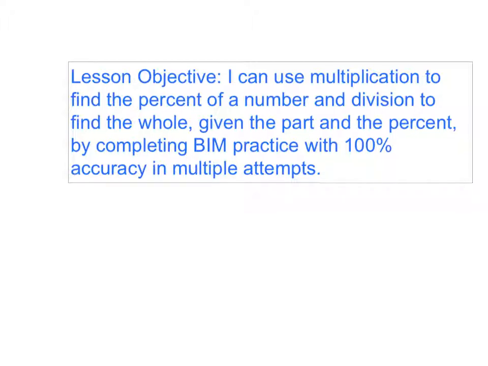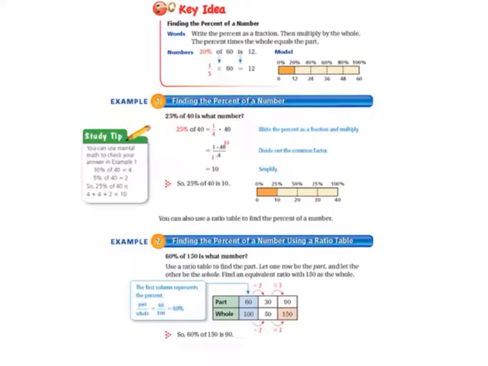Today's objective is, I can use multiplication to find the percent of a number and division to find the whole, given the part and the percent, by completing Big Ideas math practice with 100% accuracy in multiple attempts. Today we'll be starting on page 226 in your math textbook. The first thing you need to do is copy the key idea from the top of the page.